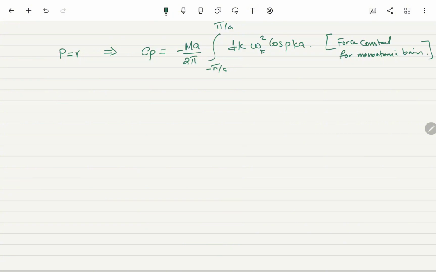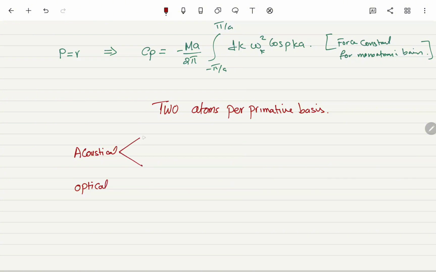Now, let's consider another case when we have two atoms per primitive basis. When we have one atom per primitive basis, we're actually having only acoustical modes. When we have two atoms per primitive basis, two modes will develop for each polarization. And these two modes are acoustical and optical. Now, in acoustical modes, we have longitudinal acoustical and transverse acoustical. So this one here is longitudinal acoustical, and this one here is transverse acoustical.